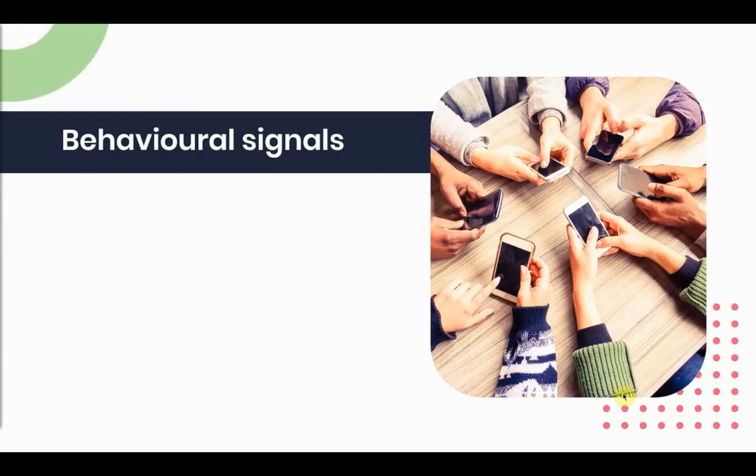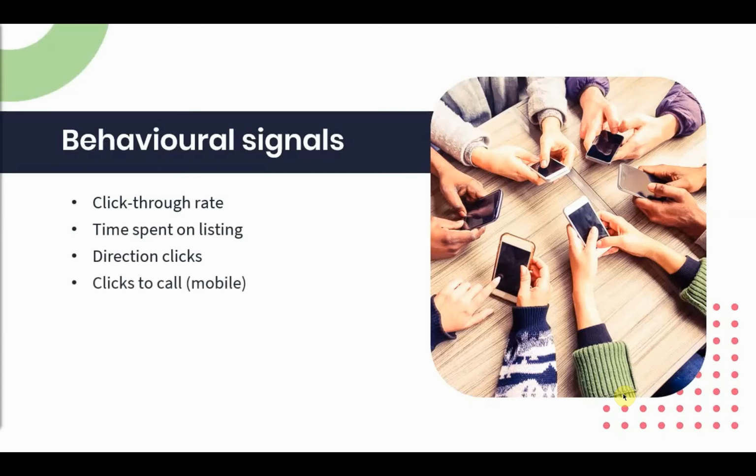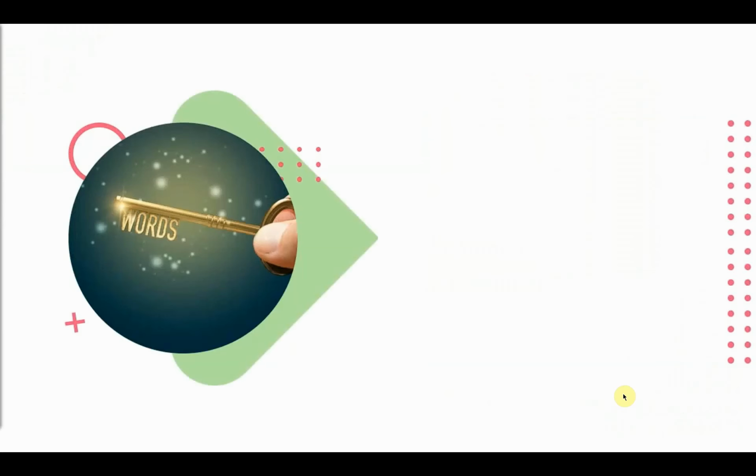There are behavioral signals, of course, when it comes to local SEO. There's the click-through rate, which has been covered in quite a bit of detail before. The time that is spent on the actual listing, the number of direction clicks, and the clicks to call on mobile. Then we have differences in keywords.